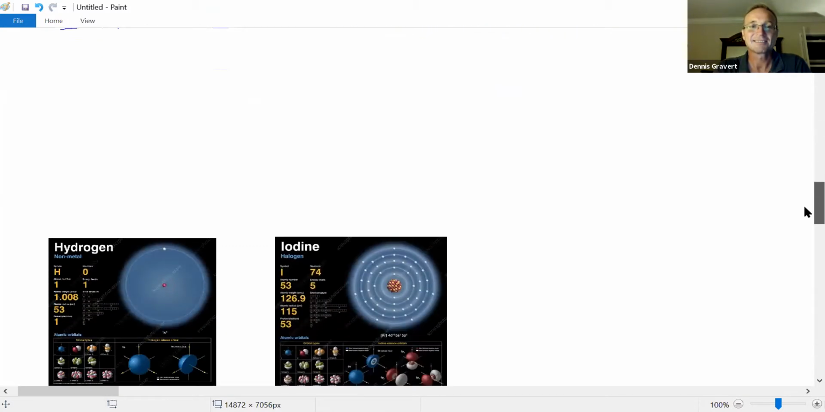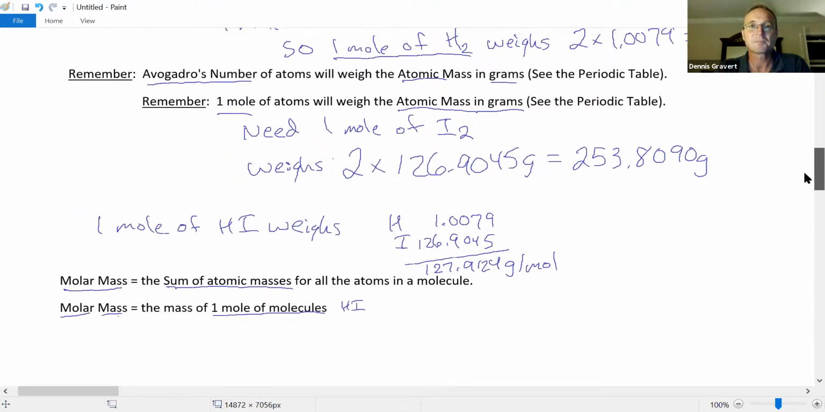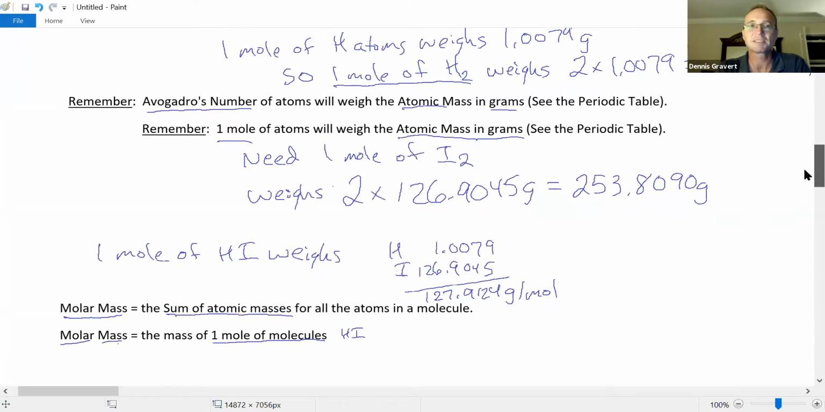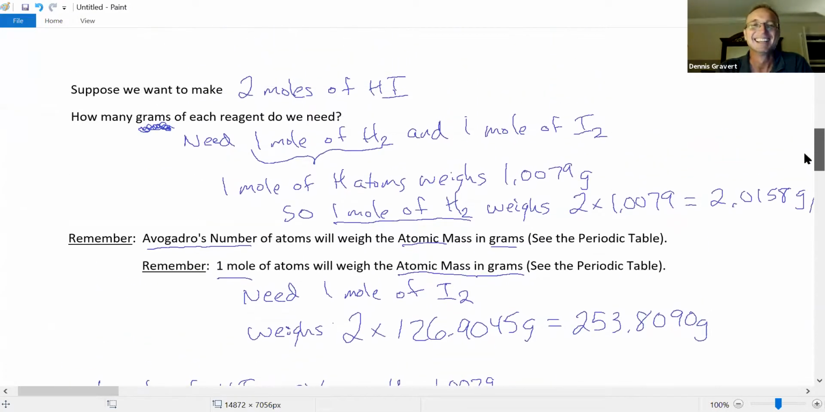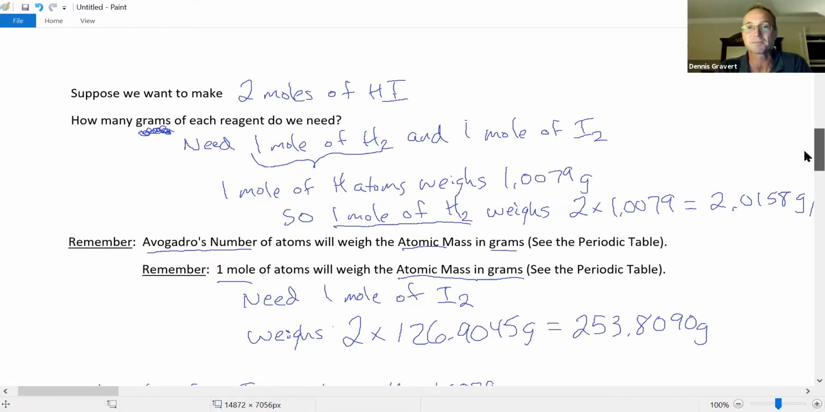Okay. Oh, let's just do the problem. Did we already do it? We did it. I missed it. So busy explaining molar mass. What was the question? Yeah, go back to the basics. How many grams of each reagent do we need? Well, you need 1 mole of each of those, and we just calculated the weights, rather. So 1 mole of hydrogen, you need 2.0158 grams. For 1 mole of I2, you need 253.8090 grams.